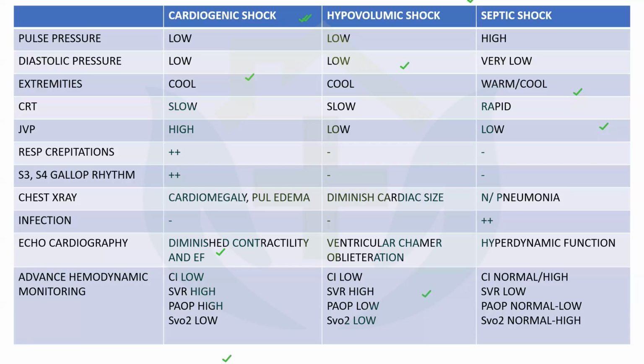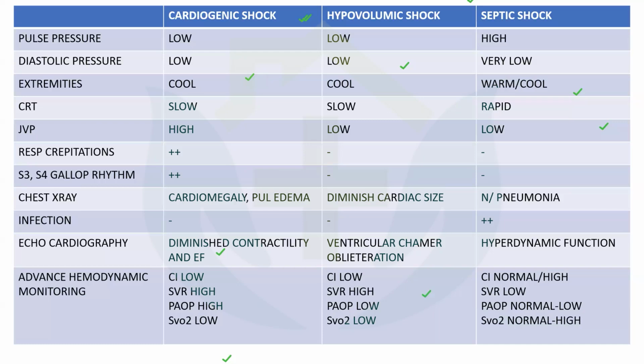Echocardiography, we will come to the details regarding echocardiography. In cardiogenic shock there will be diminished contractility and ejection fraction. In hypovolemic shock, there is ventricular chamber obliteration on echocardiography; the missing ventricle sign is important. In septic shock, there is hyperdynamic function, but when it is associated with cardiomyopathy, septic cardiomyopathy, the findings may be different. There is a mixed type of shock in septic shock, actually.